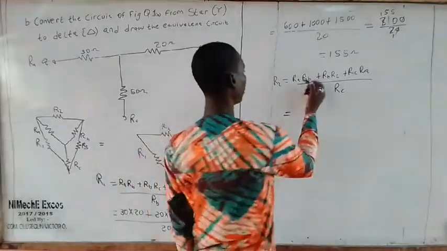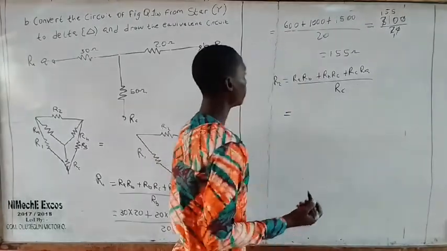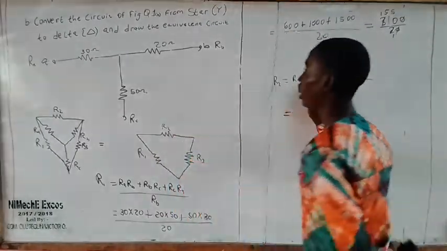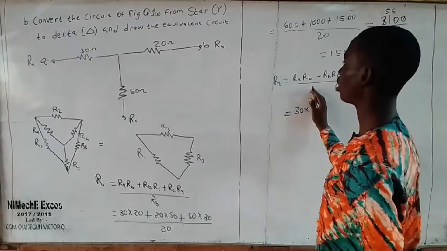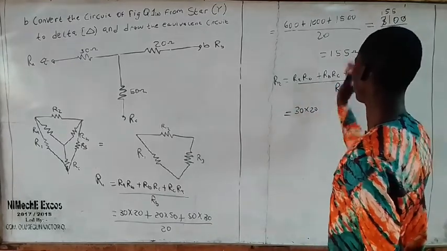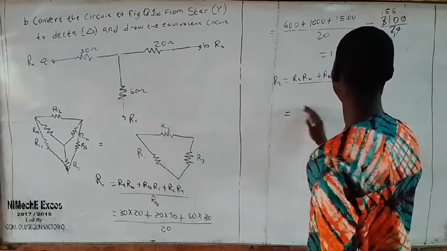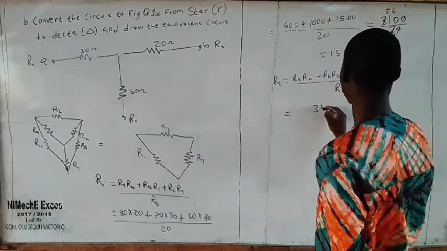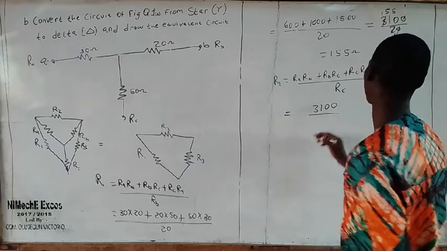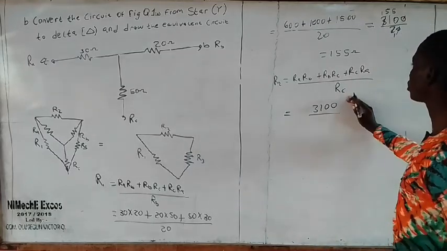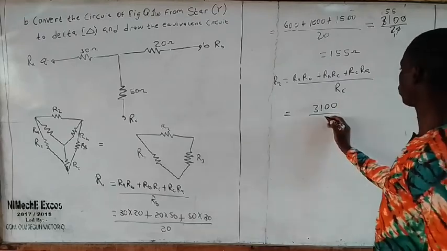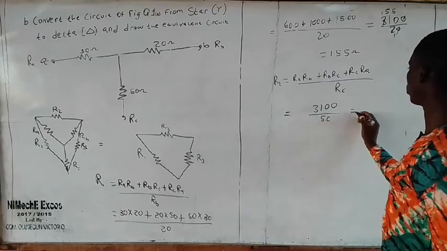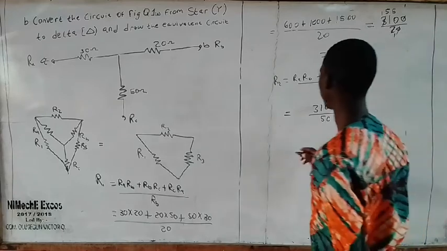Okay, so RA is 30 times RB, which is 20. The same thing we have. So I'm going to spare myself the stress. My final answer for RB is 3,100 divided by 20, and RC is going to be 50. So the final answer, we put that there.